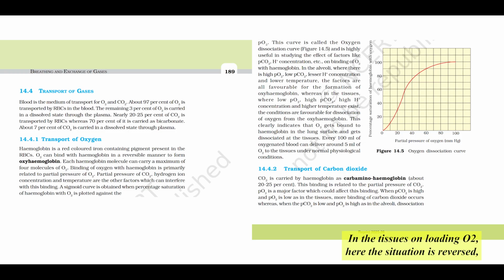In the tissues, unloading O2, here the situation is reversed, favoring oxygen release. You have low PO2, 40 mmHg, high PCO2, 45 mmHg from metabolism, higher H+ concentration, lower pH, more acidic due to CO2 and lactic acid, and higher temperature from metabolic activity. These conditions decrease hemoglobin's affinity for O2, causing it to release oxygen where it's needed most. The curve shifts right here.